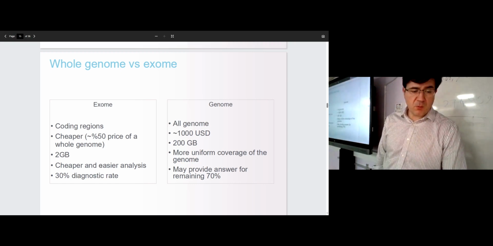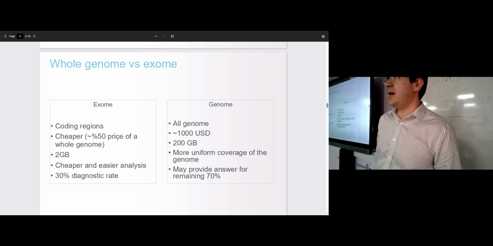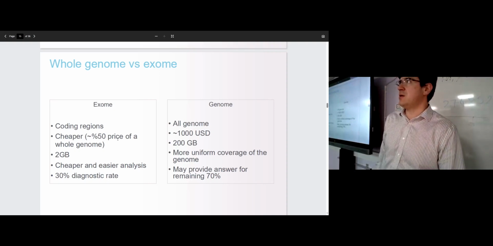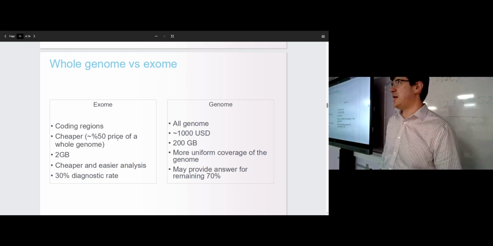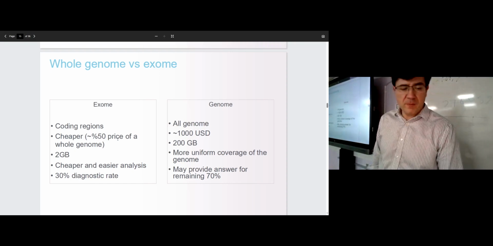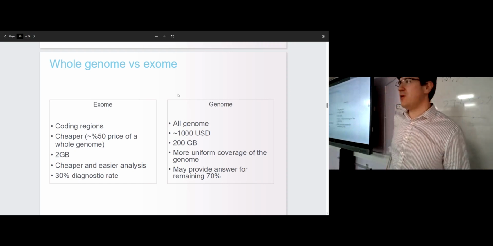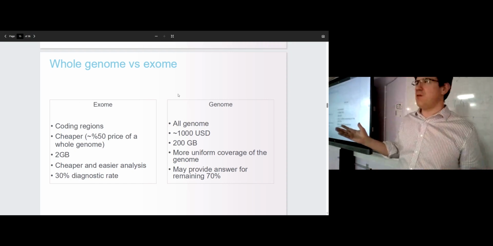So what this means is that the exome is going to potentially miss variants, if you just look at the coding regions, to explain a patient that has a congenital disease, that is, a disease they were born with. Just looking at the exome, you're going to miss a lot more than if you look at the whole genome. That's kind of obvious.